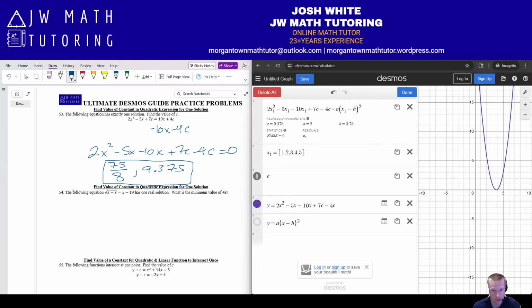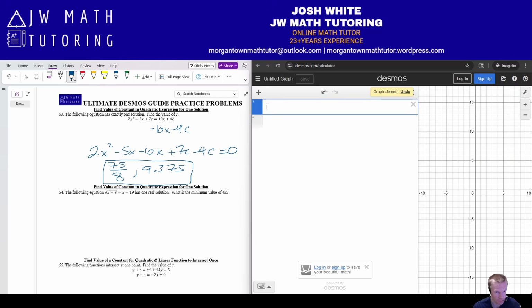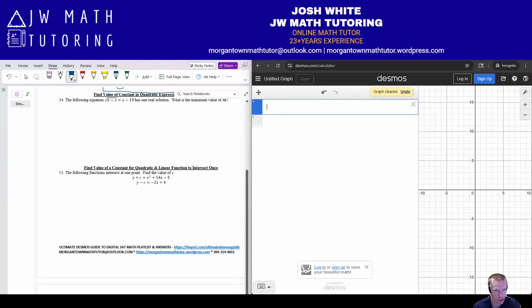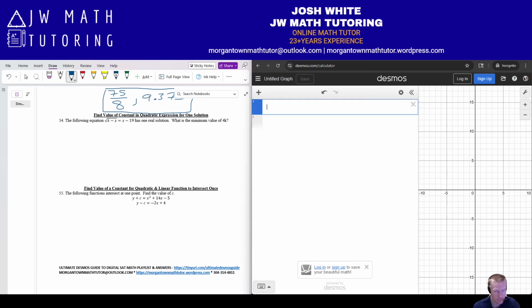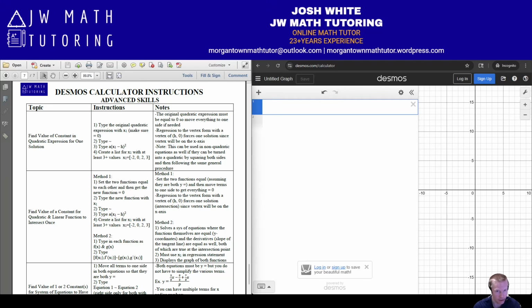Okay, so let's look at the next problem now, 54. For this one, we're going to use the same basic approach. And let me just jump back to the worksheet here. Under the notes section, the last thing listed here, it says, note, this can be used in non-quadratic equations if they can be turned into a quadratic by squaring both sides.